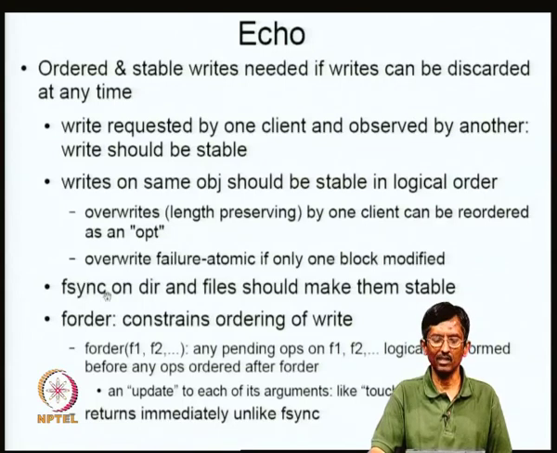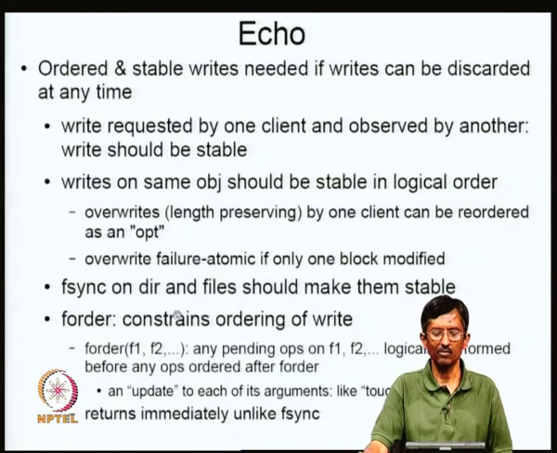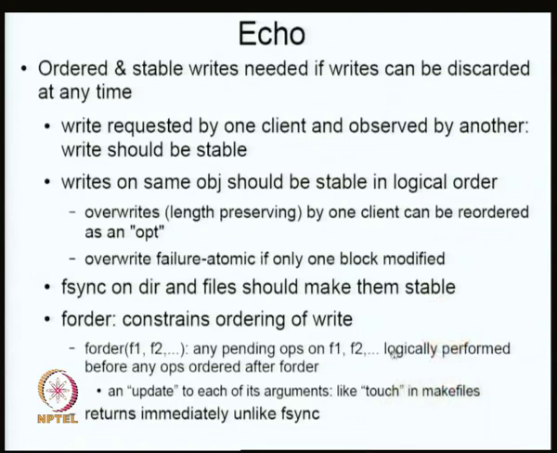And we said that you can have fsync at the application level, and Echo introduces a new model, forder, which constrains the ordering of writes. For example, if I say forder F1, F2, etc., what it means is that any pending operations on F1, F2 are completely performed before you proceed further. So again, this is an interesting operation. It doesn't really do anything, it just does ordering, that's all it does.